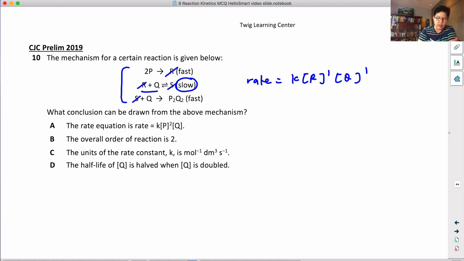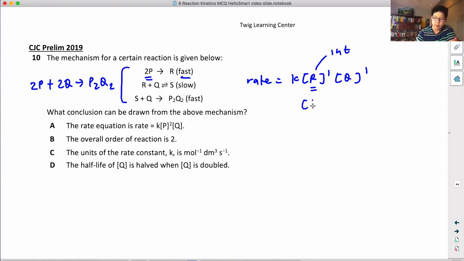And in reality, the reaction is actually 2P plus 2Q, all right, to give you P2Q2, right? So you realize that actually R is an intermediate. So intermediate cannot be part of the rate equation. Because it cannot be part of the rate equation, you have to try to replace it. So you have to look at the fast step, and this R came from 2P.